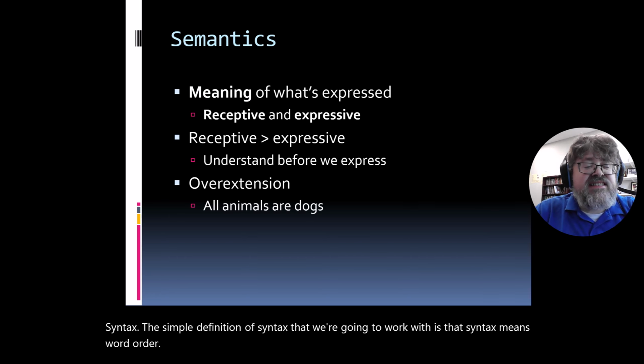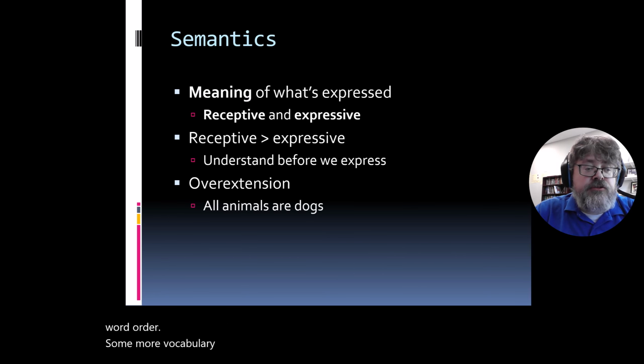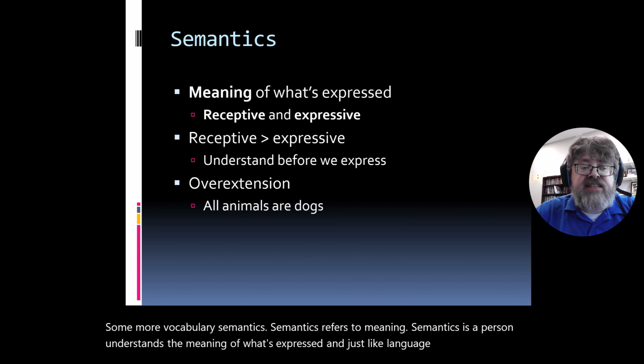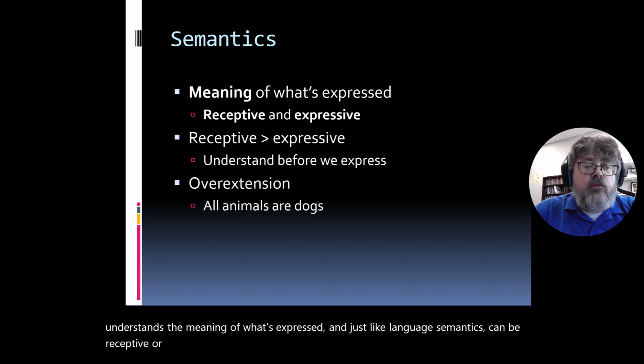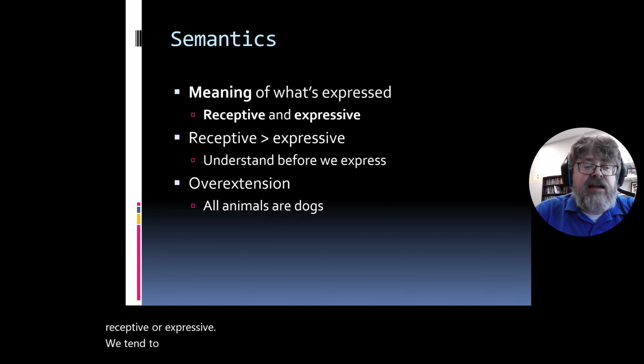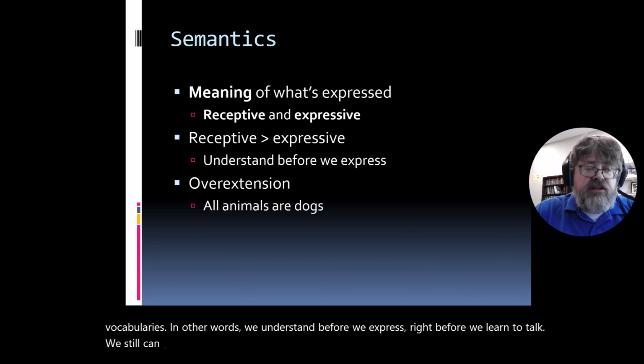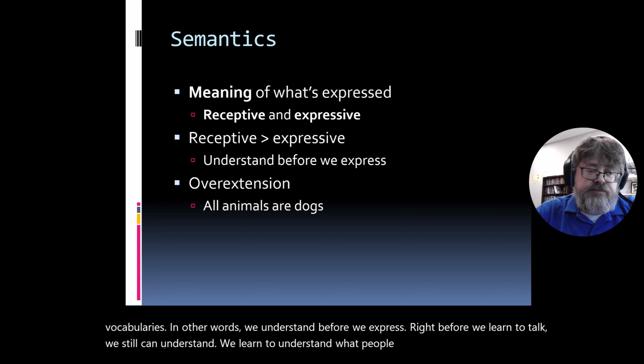Some more vocabulary: semantics. Semantics refers to meaning. Semantics is how a person understands the meaning of what's expressed. And just like language, semantics can be receptive or expressive. We tend to have larger receptive vocabularies in our native languages than we do expressive vocabularies. In other words, we understand before we express, right? Before we learn to talk, we still can understand. We learn to understand what people around us are saying.